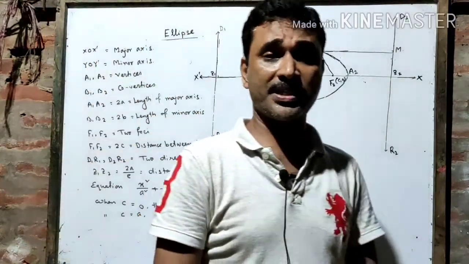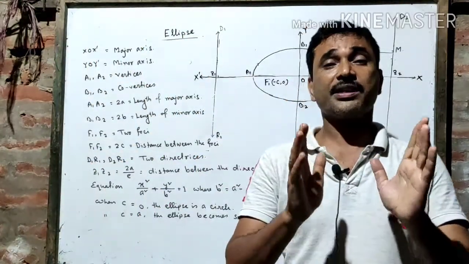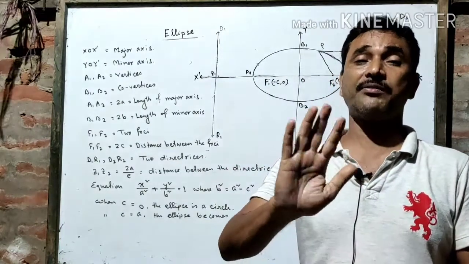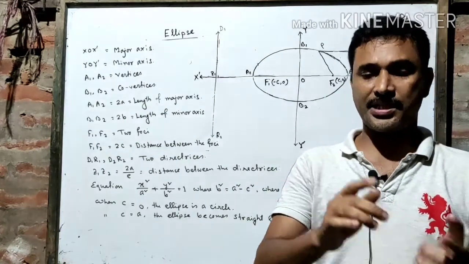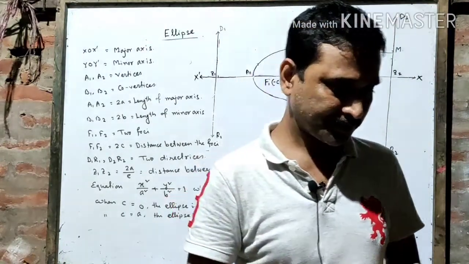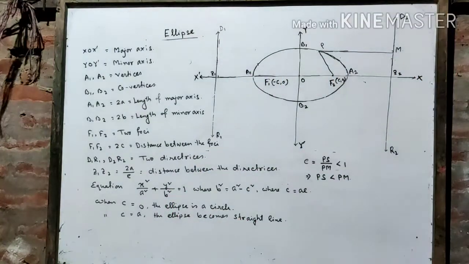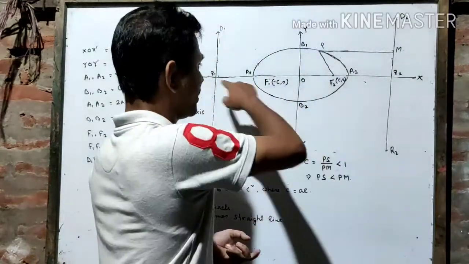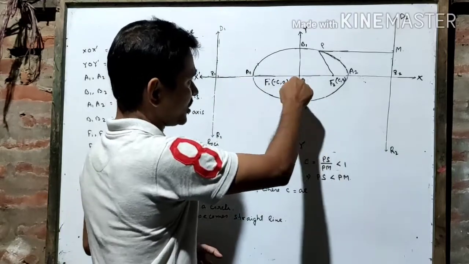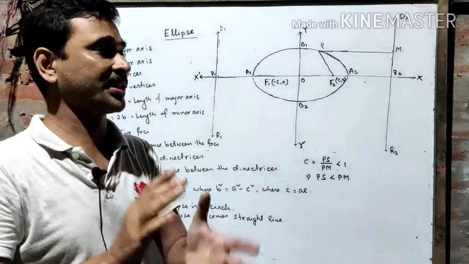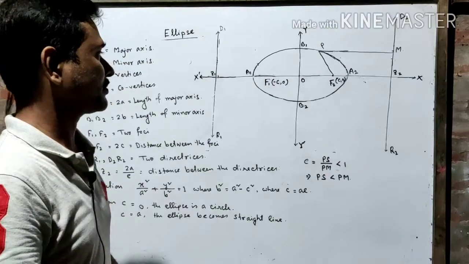Now, do you remember center? Ellipse is a central conic, whereas parabola is a non-central conic. So, what is the definition of center? Center is the point at which the lines of symmetry intersect, or the point through which all the lines of symmetry pass. You see, through this point all the lines of symmetry will pass. So, this point O is called the center of the ellipse.